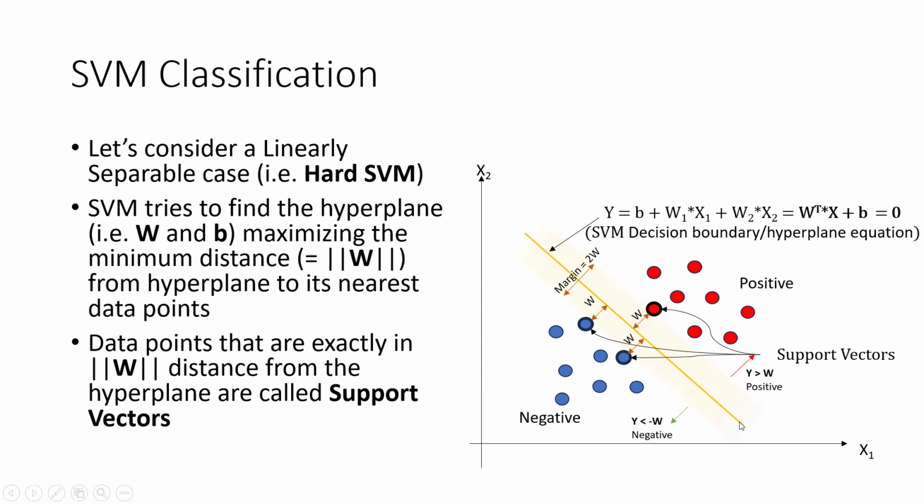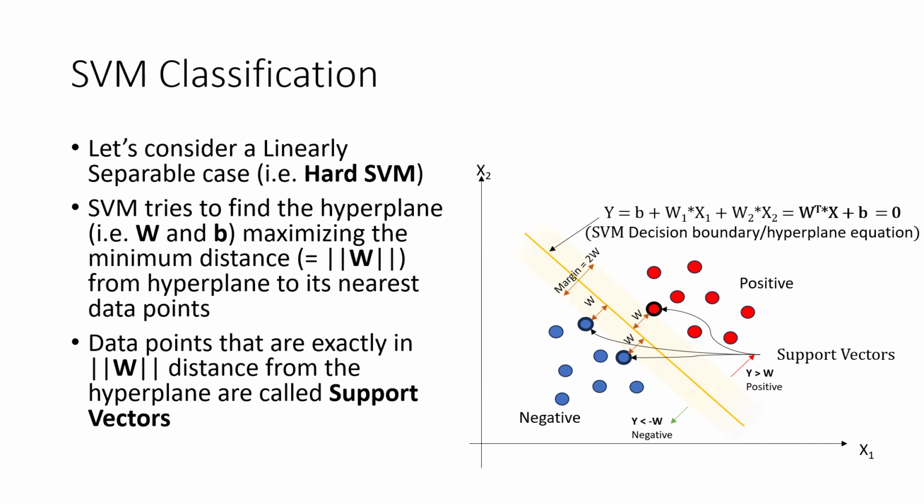So like in the logistic regression case, this is the support vector machine decision boundary. Similar to logistic regression, when we want to separate these two classes, we are using this decision boundary. And the only difference is that there are two types.